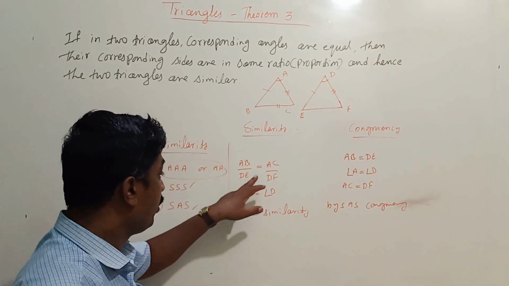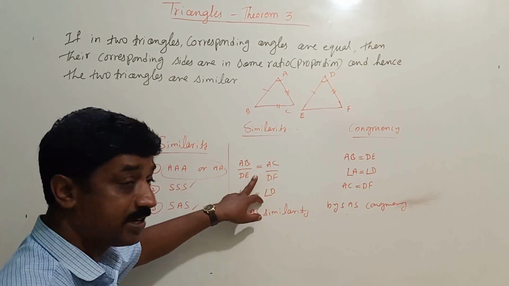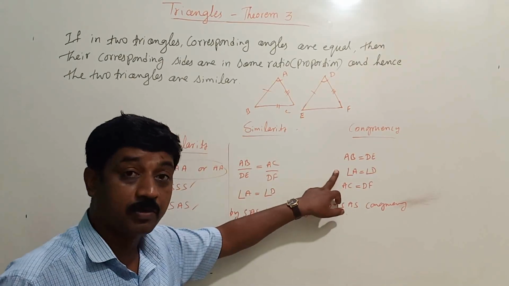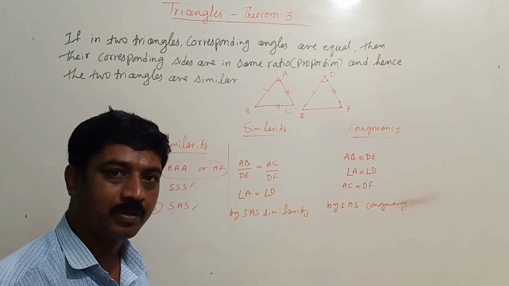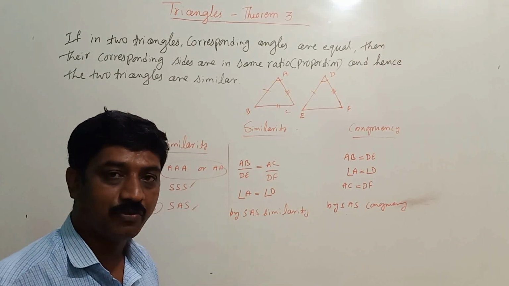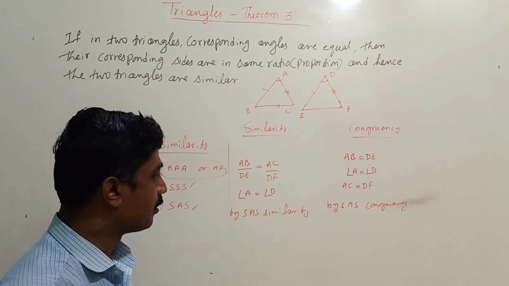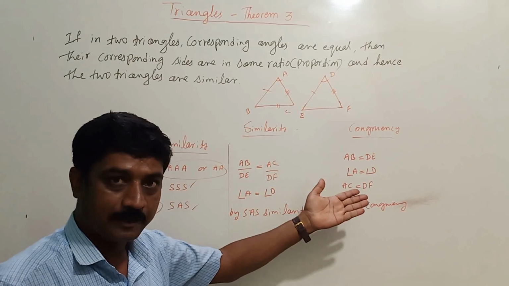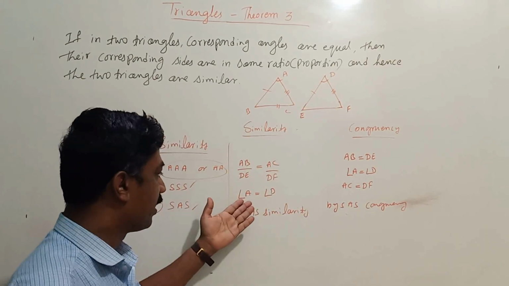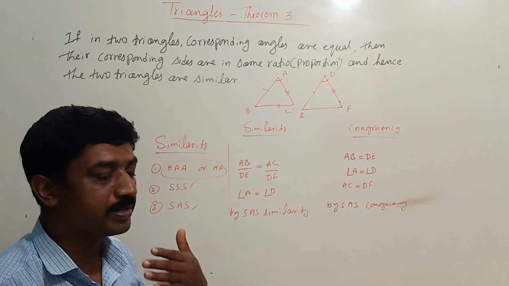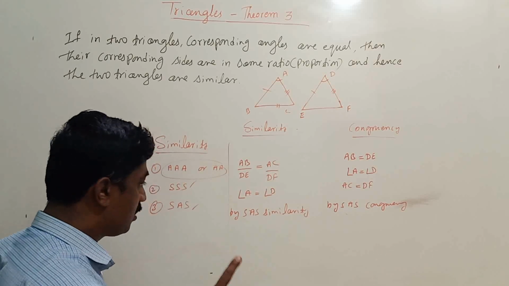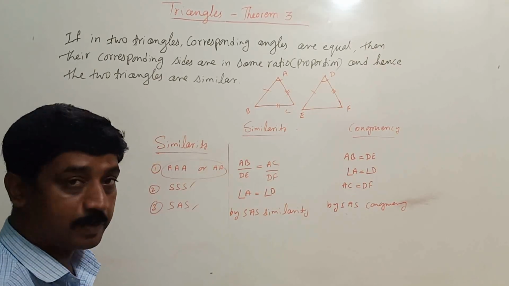Look at how it is possible for similarity SAS and how it is possible for congruency SAS. Look at the difference. You need to observe those differences. Else, many students write this and say they are similar, or some of them write this way and say that they are congruent. Somewhere you are going to miss. Got it? So be careful with these explanations here.